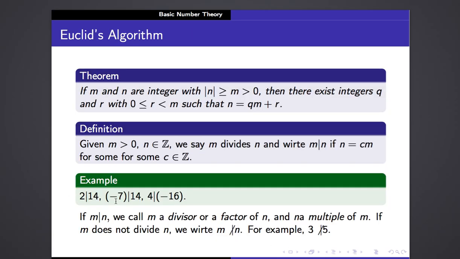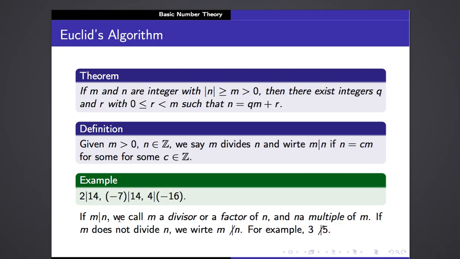So here are some examples. 2 divides 14. Why? Because 14 can be written as 2 times 7. Negative 7 divides 14 because 14 can be written as negative 7 times negative 2. And likewise, 4 divides negative 16 because negative 16 can be written as 4 times negative 4.